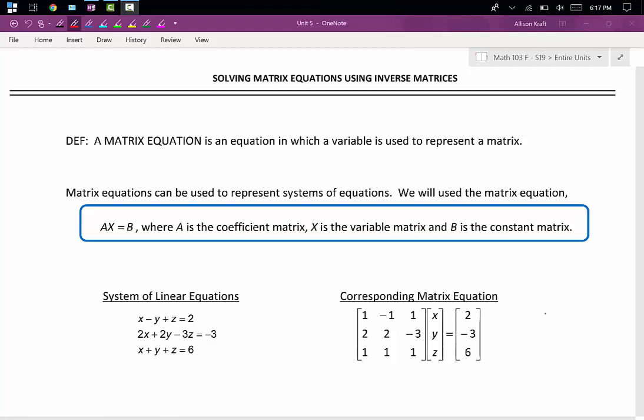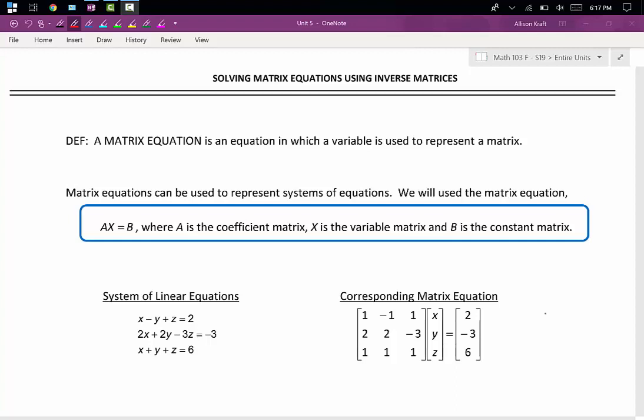In this video, we'll be solving matrix equations using inverse matrices. A matrix equation is an equation in which a variable is used to represent a matrix. Matrix equations can be used to represent systems of equations. We will be using the matrix equation AX equals B, where A is the coefficient matrix, X is the variable matrix, and B is the constant matrix.